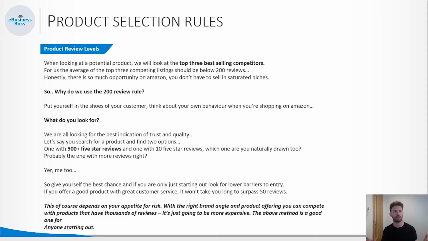So why do we use this rule? Well, put yourself in the shoes of your customer. Think about your own behavior maybe when you're shopping on Amazon. What do you look for? So we're all looking for the best indication of trust and quality. So let's say you search for a product and you find 2 options. You've got option 1, which has 500 plus 5-star reviews, and you find option 2, which only has 10 5-star reviews. Which one are you naturally drawn to? Which one do you think you're going to trust more? Well, probably the one with more reviews, because there's more social proof. There's more people out there that are using and are rating the product as a good product. So the majority of us will be drawn to pick that.